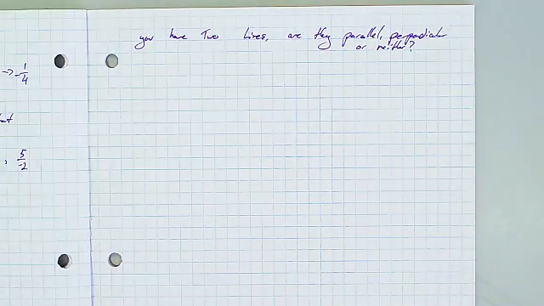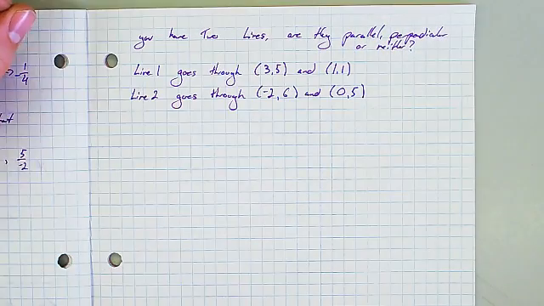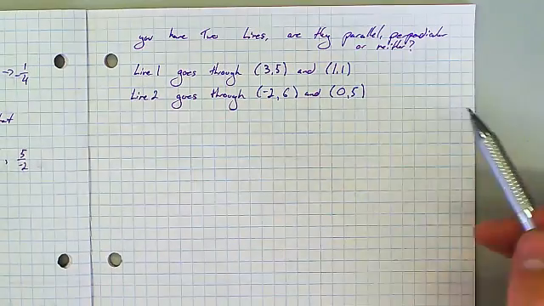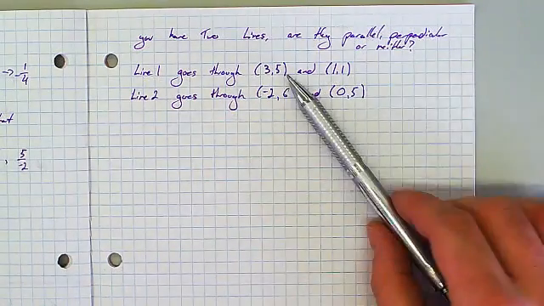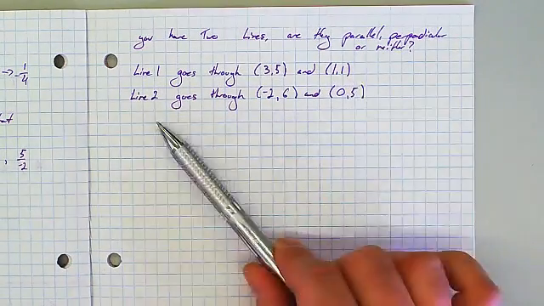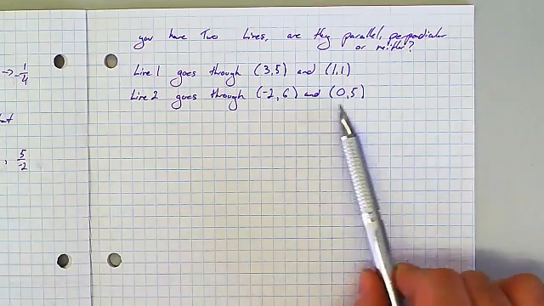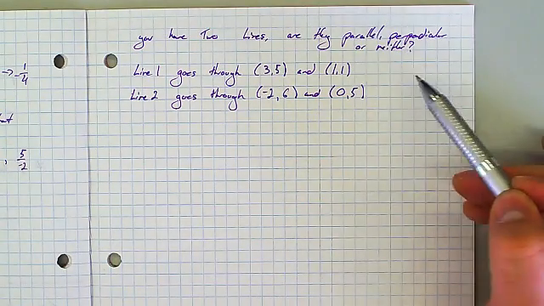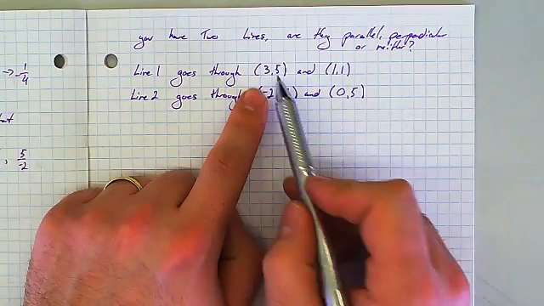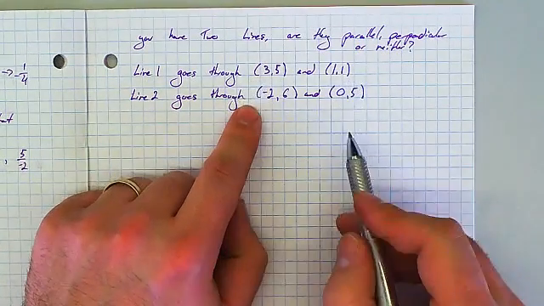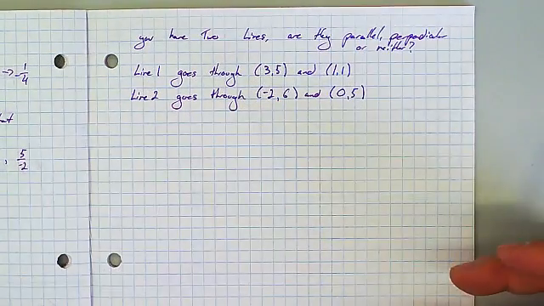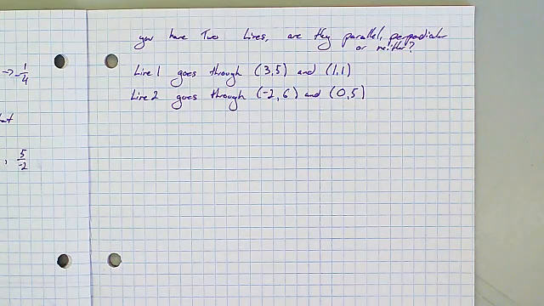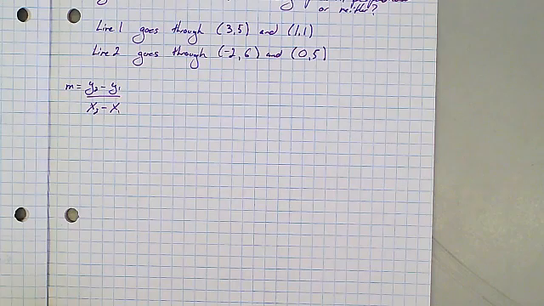So, a standard question, you're going to get 2 lines. We'll tell you the coordinates. The first line is 3 and 5, 1 and 1. Your second line goes through points -2 and 6, 0 and 5. You have to show me if they're parallel, perpendicular, or neither. The way you do this is you find the slope of the first line, find the slope of your second line, and you just look at it. Why am I graphing? You should not graph this. Line 1. It doesn't matter which point you make the first or the second point.